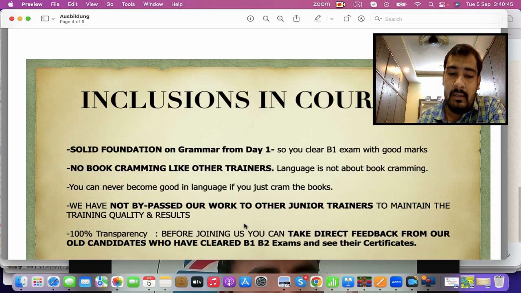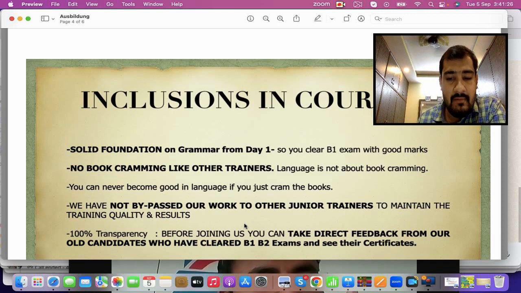One more thing, before you join us, we have a system of building trust in you, because German is a long-term course. It takes 5, 6, 7 months to finish. So it's very important for you to develop trust in us. For that, we are 100% open to you taking feedback from as many people as you want, for whichever level of the language, A1, A2, B1, B2, C1. Right now I have candidates learning from more than 10 countries, and many of them are non-Indians.